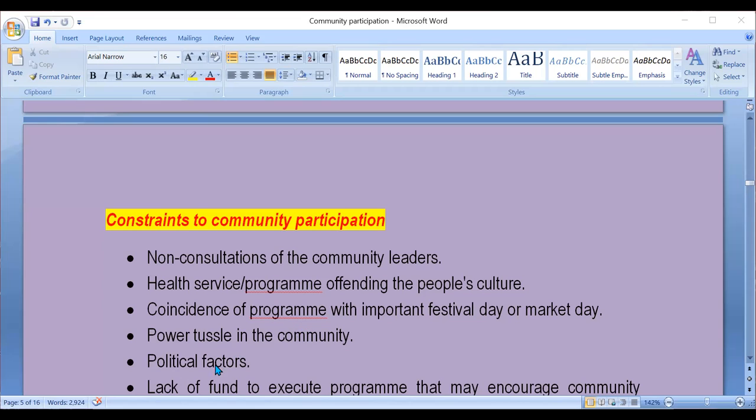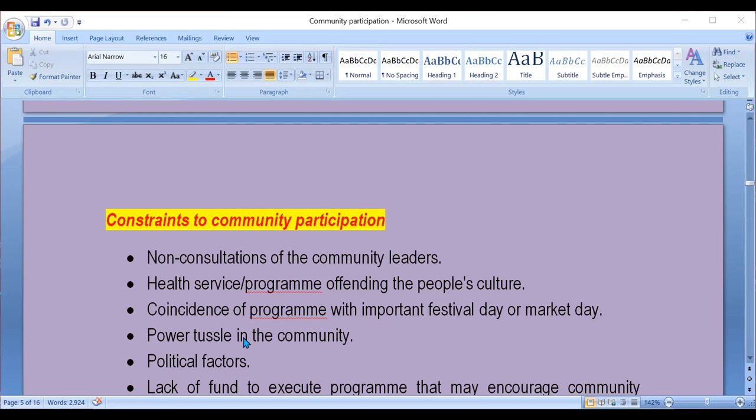The next constraint is power tussle in the community. When the community is having a power tussle, the program might clash, because if you meet the wrong one, or if you meet the opposite one, the opposite has its own section or its followers, and they will try to counter it and lead it to destruction. So whenever there is a power tussle, programs may not really work as planned.